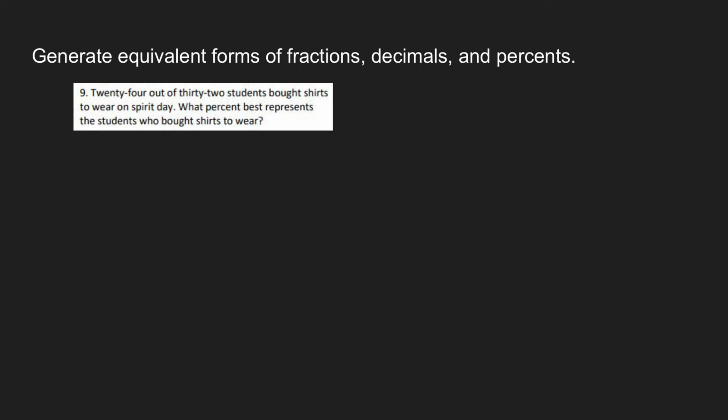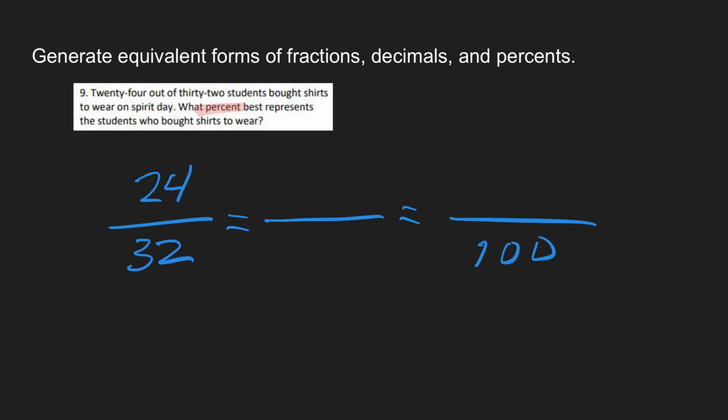24 out of 32 students bought shirts to wear at Spirit Day. What percent best represents the students who bought shirts? So we bought and bought, so nothing tricky there. 24 out of 32, but we want it to be a percent, so that's important. So I want it to be out of 100, so I'm going to see if we can get lucky and put something in between here.